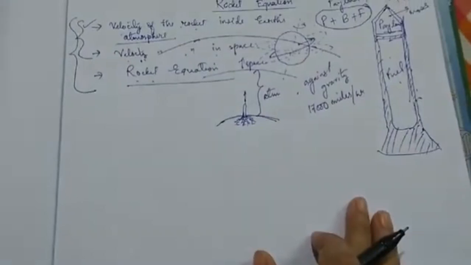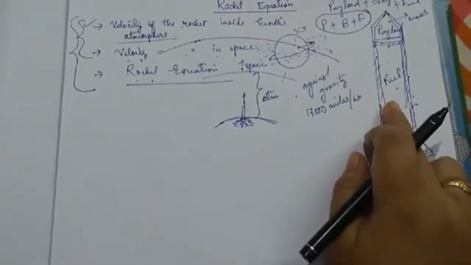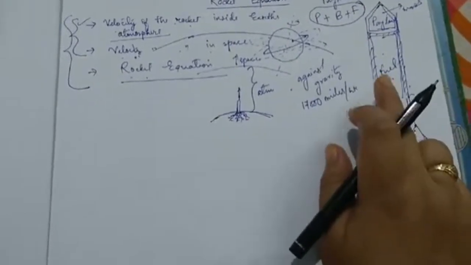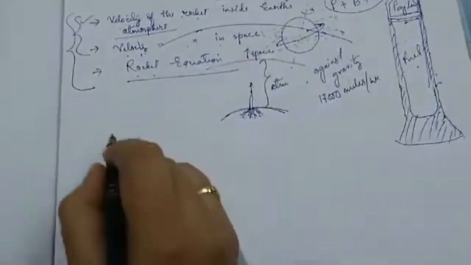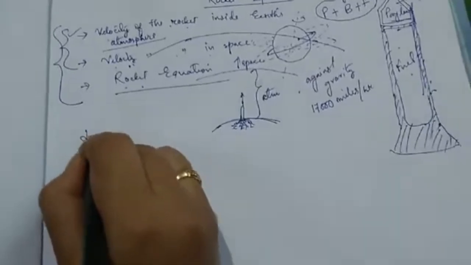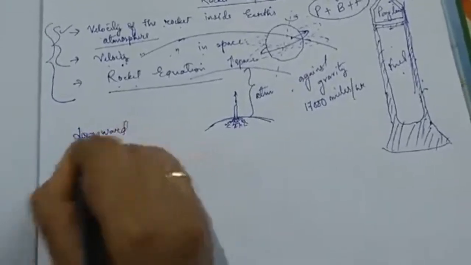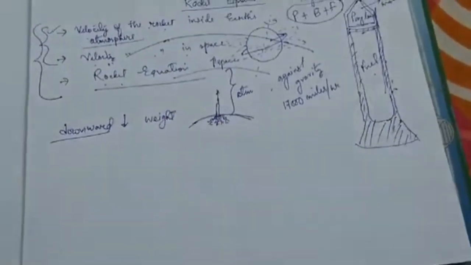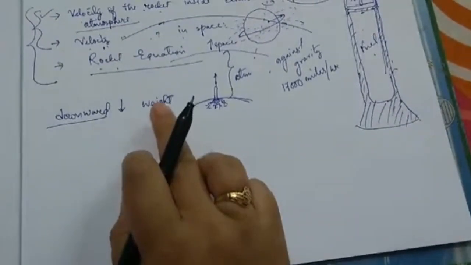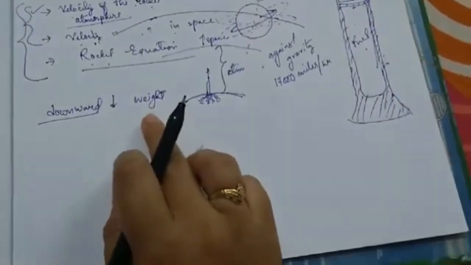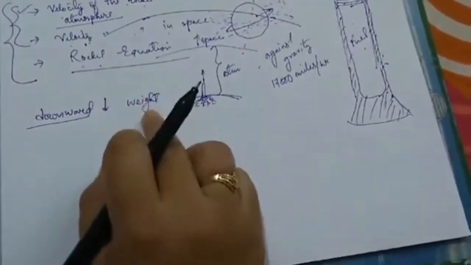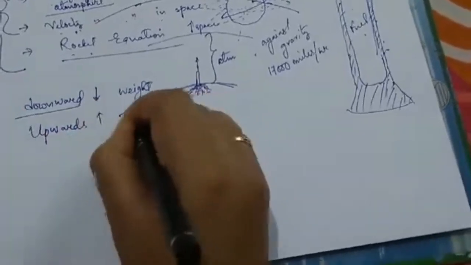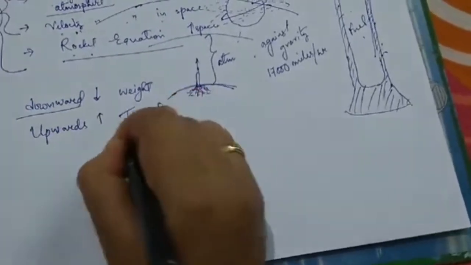So first of all, if you consider the movement of this particular thing, then you will see that when the rocket is moving upward, there are two things acting on it. Definitely one thing is downward. What is that? This is the weight of the rocket as a whole, whatever weight is there. And another is upward, which is nothing but called thrust. I will tell you what thrust is.